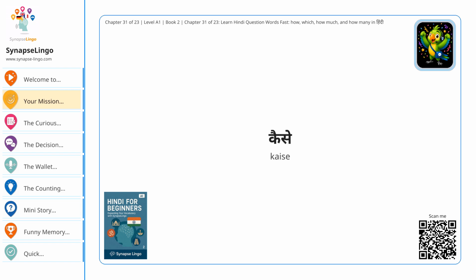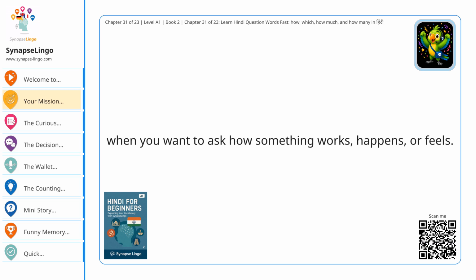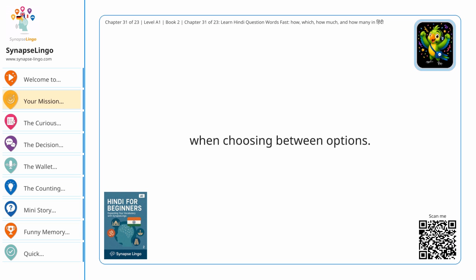Use कैसे? when you want to ask how something works, happens, or feels. Use कौन सा? when choosing between options. Use कितना? when asking about amount or price. Use कितने? when asking about number or count.